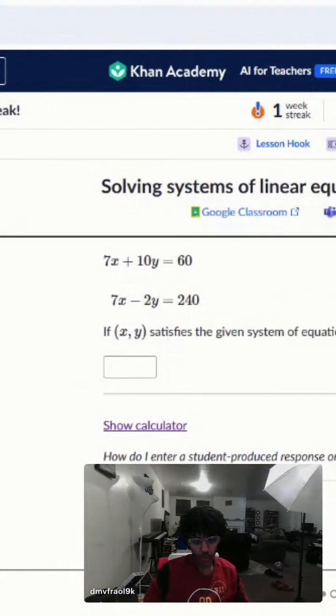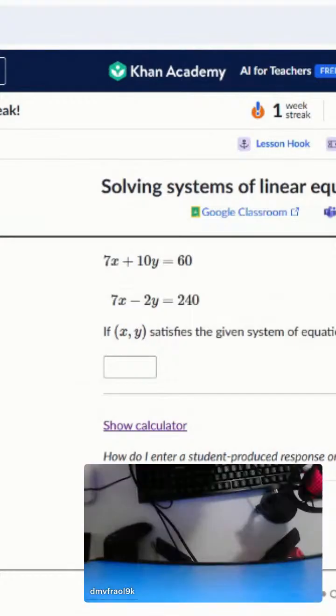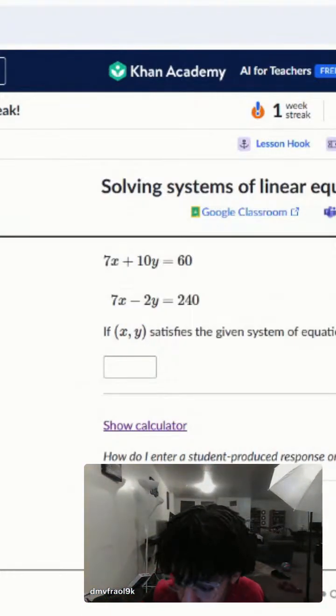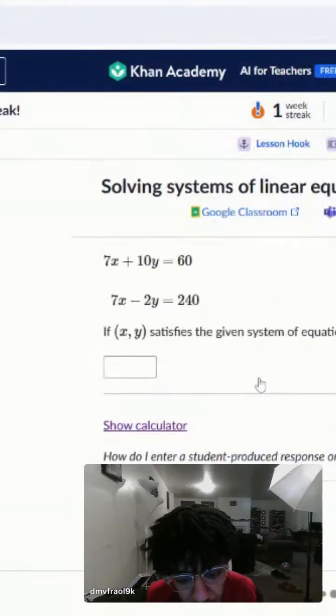Okay, so we have 7 plus 7 is 14. We add them together, I'm lost. I don't know if we're adding them together or not. I'm confused. Hold on. Let me see. I wanna know.